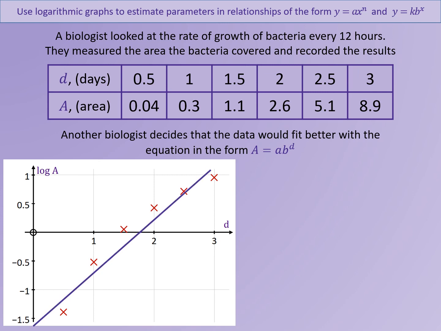But I'm going to draw a line of best fit through my crosses. And this is the linear model that I am going to use in order to find my values of A and B.